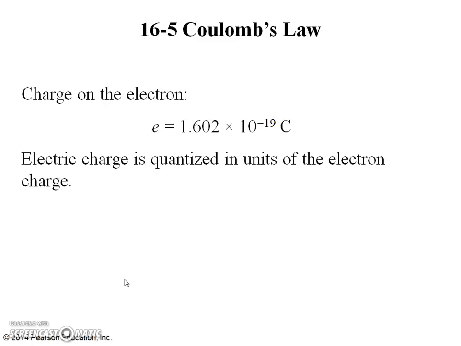Charges produced by rubbing ordinary objects, such as a comb or a plastic ruler, are typically around a microcoulomb. Right? That's 10 to the -6 coulombs or less. Objects that carry a positive charge have a deficiency of electrons, whereas negatively charged objects have excess electrons.